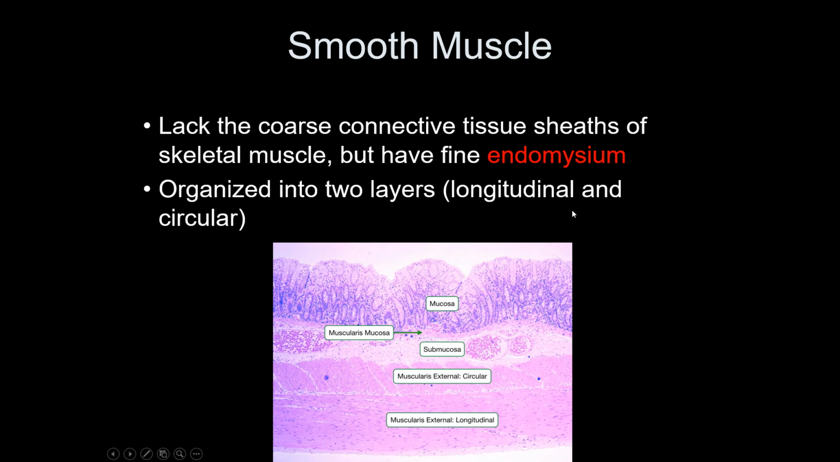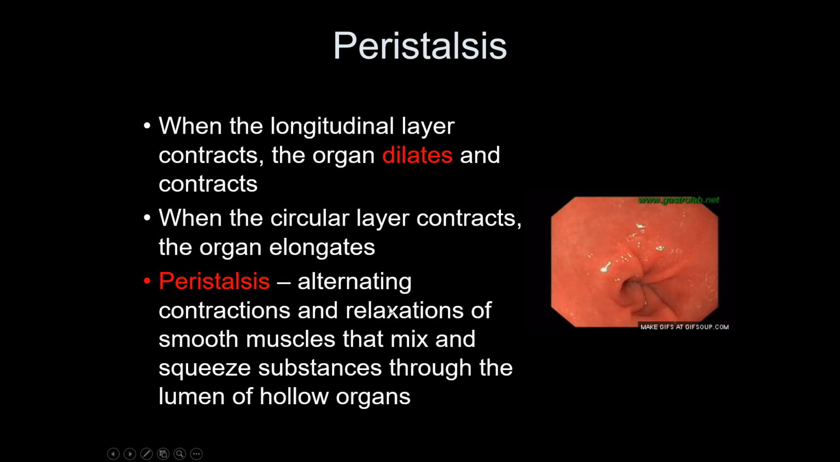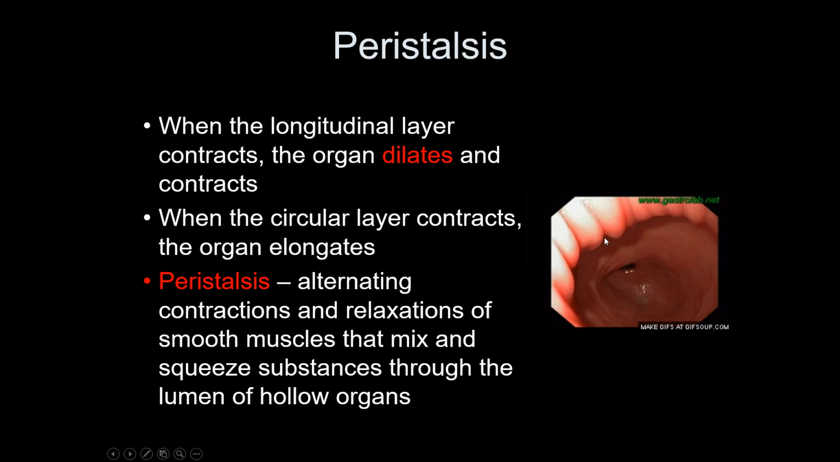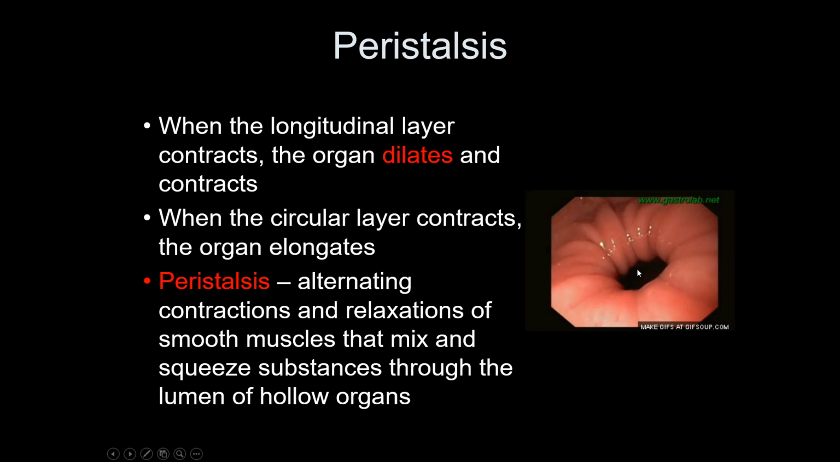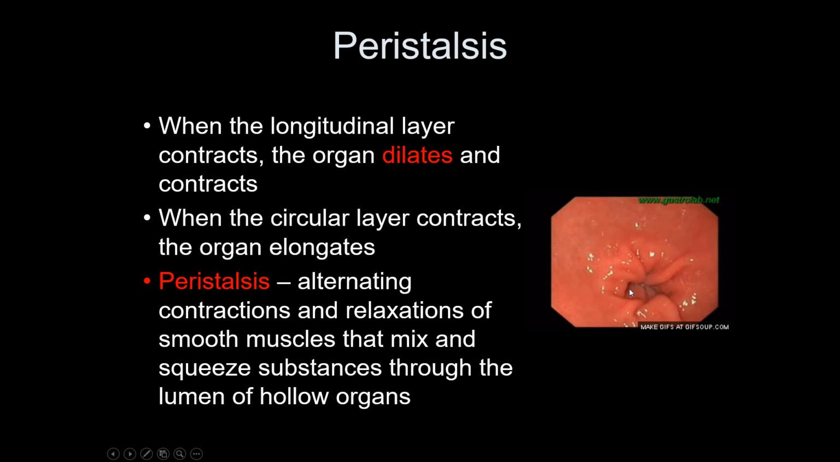Which two layers of smooth muscle are typically present around a hollow organ? There's a longitudinal layer that runs down the length of the muscle, and then there's a circular layer that runs around the organ like the intestines. Peristalsis is a rhythmic wave of contractions where you alternate. You contract the longitudinal layer, then the circular layer. And so you can see peristalsis happening right here as we contract the circular layer, and that would be pushing food through this organ.